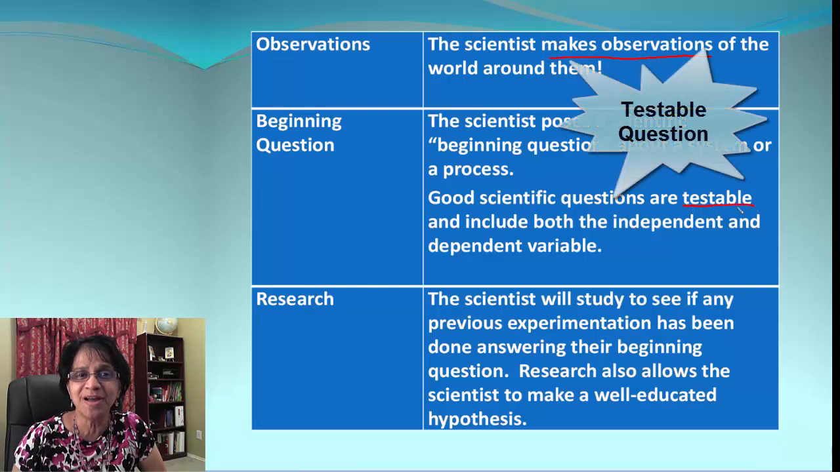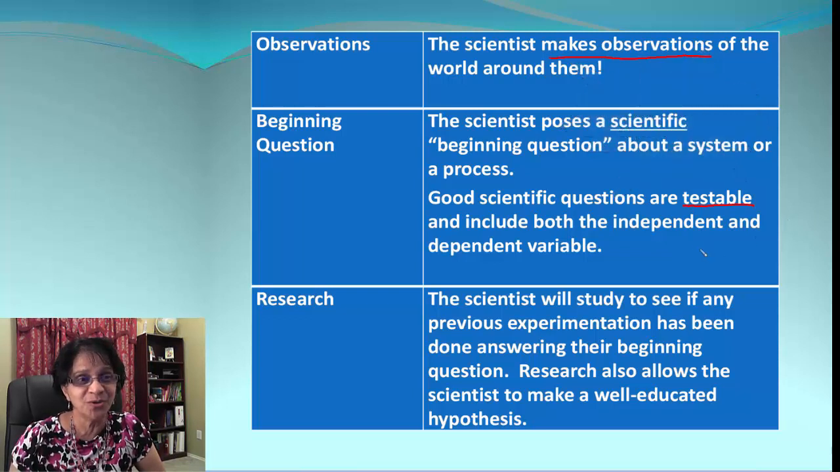Now there are certain rules for having a good question. A question must be testable. We should be able to perform the experiment to prove it or disprove it. Also, it needs to have two different variables, independent and dependent variable, and we'll talk about the variables in our next video. Research. There is always some background research which every scientist needs to go through, whether somebody has worked on this before, were they successful, what were the discoveries, and that may lead to designing a proper experiment.